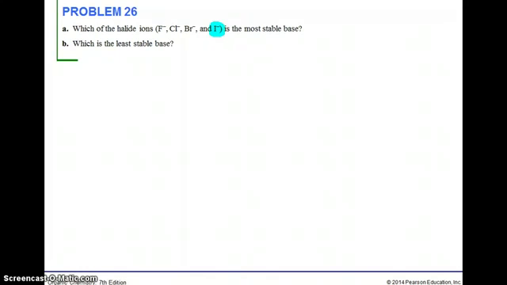Now, which of these will be the least stable base? Well, the weakest acid is going to have the least stable base. So it's the opposite end of the spectrum. Which is the least stable? It will be fluoride.